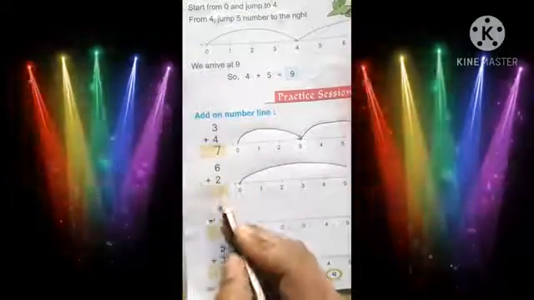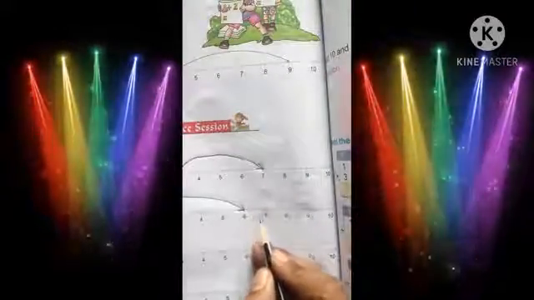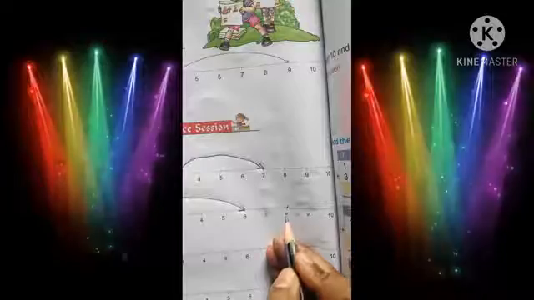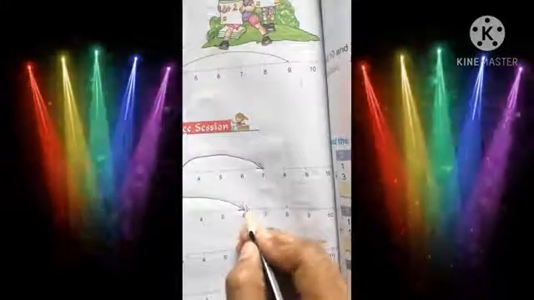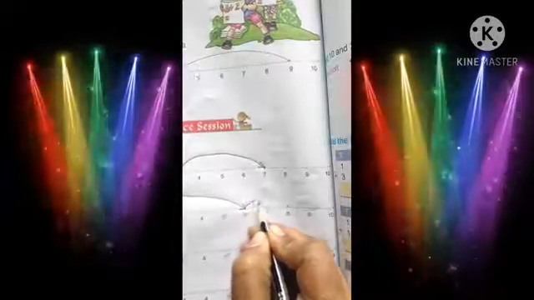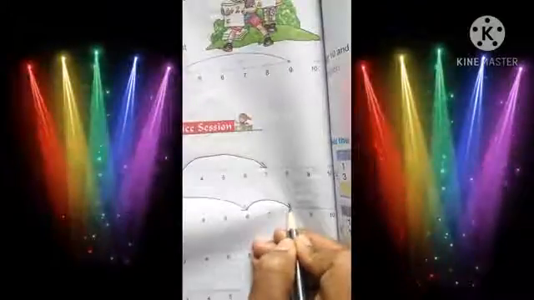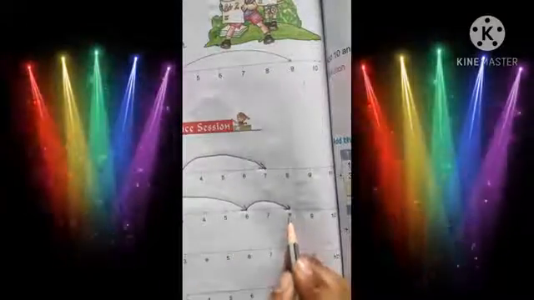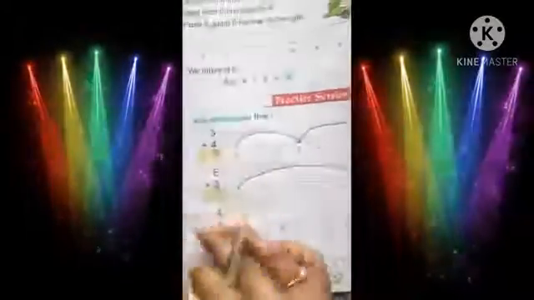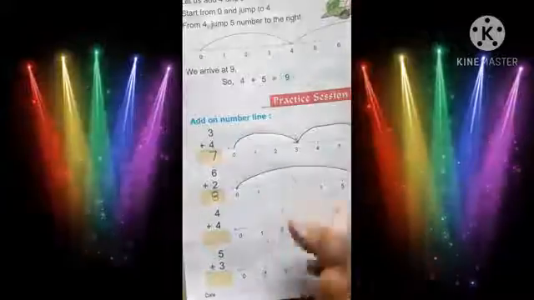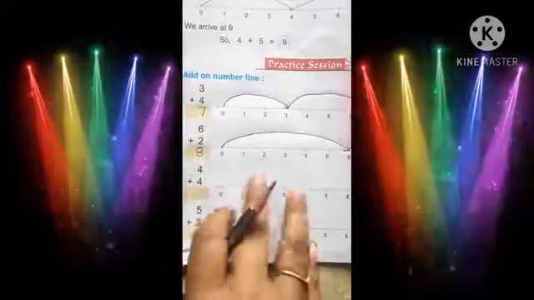And the second digit is 2. So after leaving this digit, you will count 2 more numbers, 1, 2, and put a dot on this number. This number is 8. So make one more curve which will start from 6 and reach up to 8. Okay, and the answer is the sum of all these numbers, that is 8. So here you will write 8 and this is the answer. Like this you can do these two questions also.